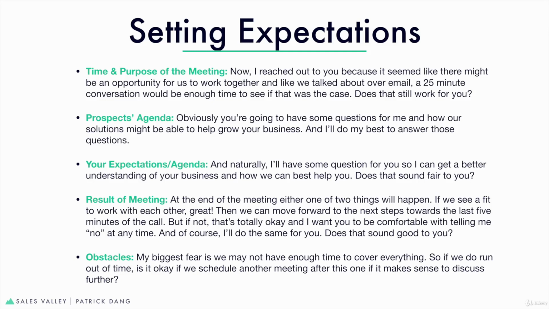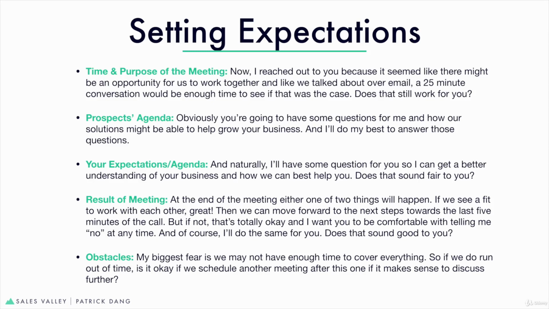You're giving them the time and purpose of it. You're covering all their agenda items and you're covering your agenda items. And you're also giving them the end result of what's going to happen at the end of the meeting, and you're covering the main obstacles. So if you cover all of these things and tell them exactly what's going to happen up front, there aren't going to be any surprises during the meeting. And at the end of the meeting, you can ask for another meeting if it makes sense to continue the sales process and go into the presentation phase because you already earned the right to do it.